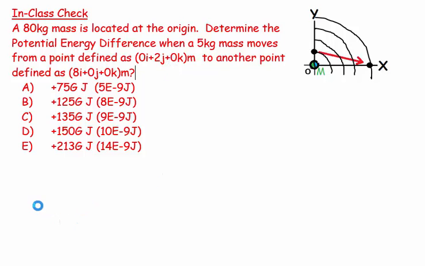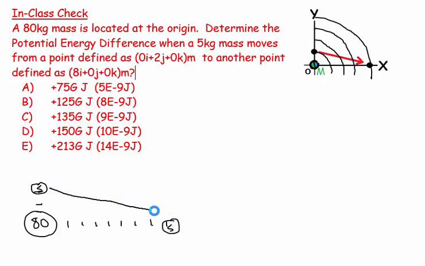So let's visualize a little bit better. We have here the 80, and then we start off, if you like, 2 meters up here with our 5 kilogram mass, and then 1, 2, 3, 4, 5, 6, 7, 8. We end up here with our 5 kilogram mass, and the path taken doesn't matter. All that matters is we go from a low altitude to a high altitude.